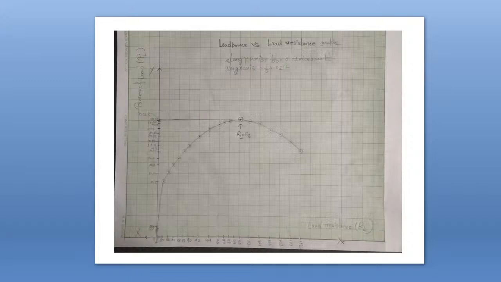After that you write the result section. In the result section you highlight the observation table and the graphs. For today's experiment you attach two graphs. You highlight two graphs, one for load power versus load resistance and another for power transfer efficiency versus load resistance, and finally you write your conclusion.